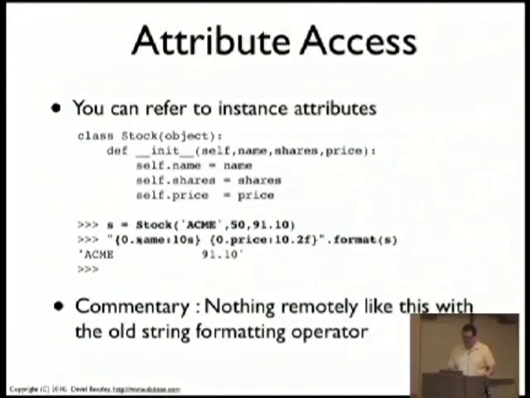Members of the object? Yeah, you can do attributes. This is what the next slide is. If you have objects and you want to do attributes, you just use dot. So you say 0.name, 0.price. That's definitely something that you can do. And there's not really anything like this with the old string operation. It really didn't have anything quite like that.